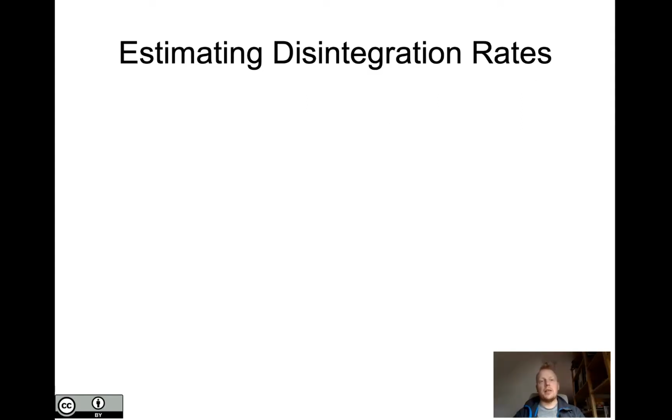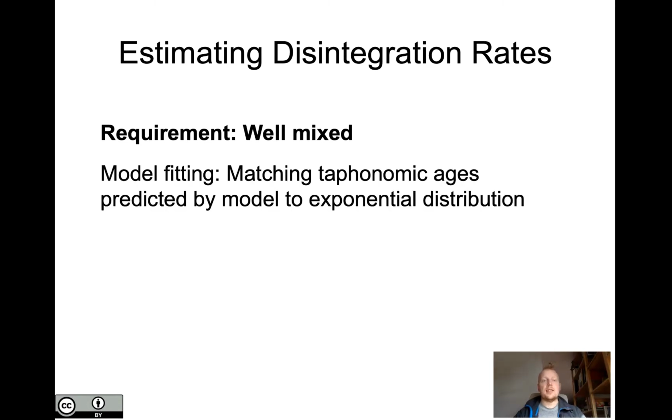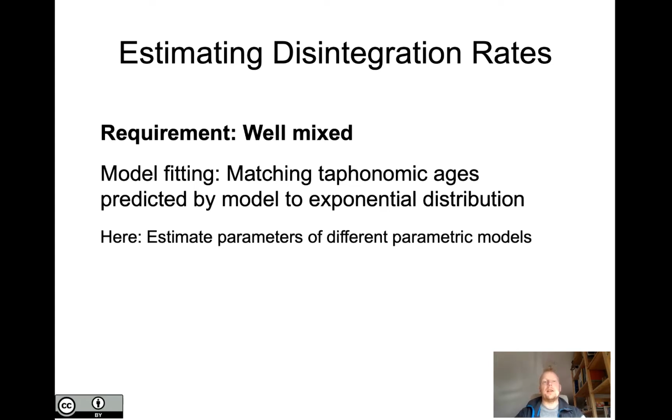Now I come to the main focus of the talk, which is estimating disintegration rates. And this is only possible under one additional requirement, and that is that the shell assemblage is actually well mixed. So all taphonomic ages are approximately equally likely. And the estimation is based on model fitting, and that is just matching taphonomic ages predicted by the model against the exponential distribution expected from the taphonomic ages. And in this case, I use it to estimate parameters of different parametric models.